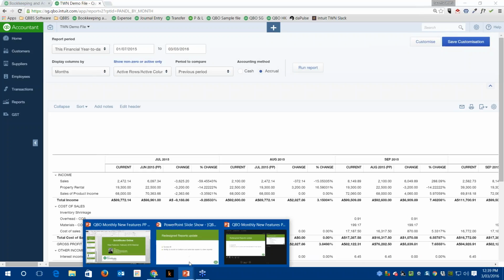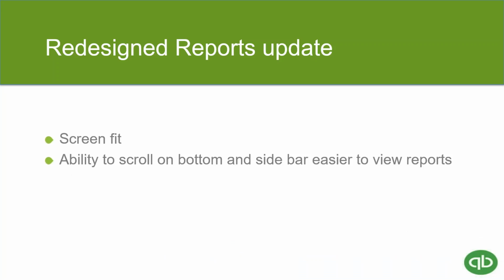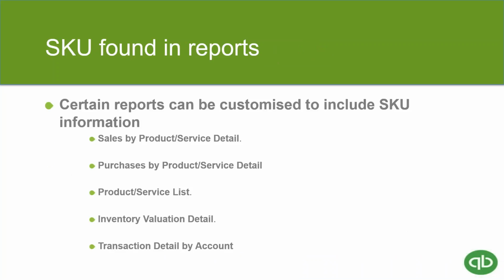All right, let me go back to the PowerPoint presentation. So we've just done the redesigned reports update. I've showed you how you can actually find your SKU numbers in different reports, and these were the reports, and they're actually found listed on the blog for February. So it's sales by product service detail, which is the one I showed you today, the purchases by product service detail, also the product service list, inventory valuation detail, and also transaction detail by account.